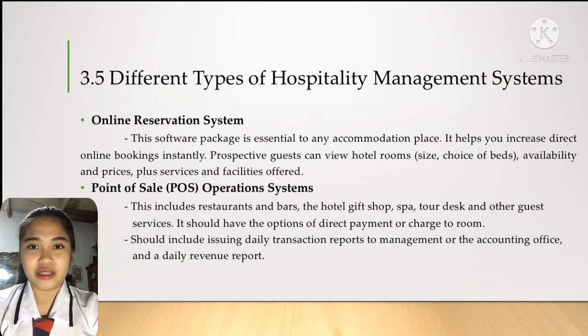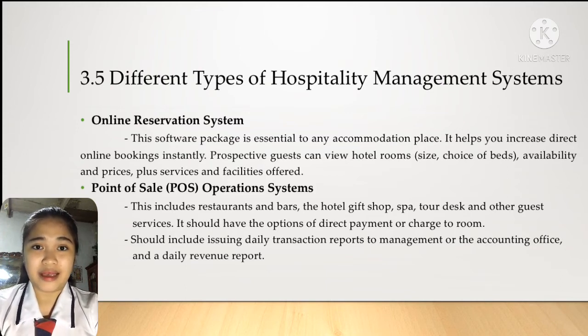Online reservation system. This software package is essential to any accommodation place. It helps you increase direct online booking instantly. Prospective guests can view hotel rooms, size, choice of beds, availability, and prices, plus services and facilities offered.